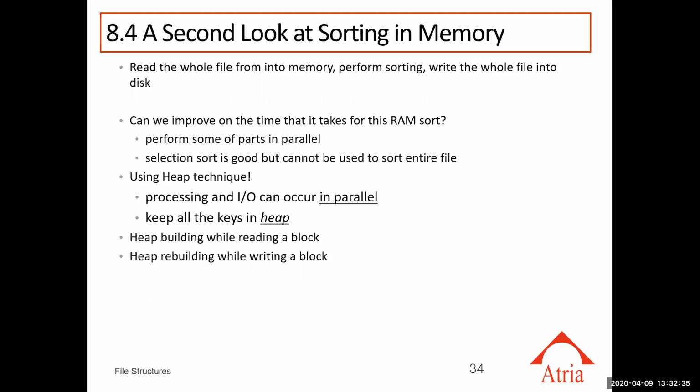That can be done by performing some parts in parallel, where selection sort is good but cannot be used to sort the entire file at a time and in parallel. This can be solved by using a parallel processing technique, using the heap sort technique. As processing and input output can occur in parallel, we can process the task in parallel and complete it within a shorter interval of time. So keep all the keys in a heap as a reference.